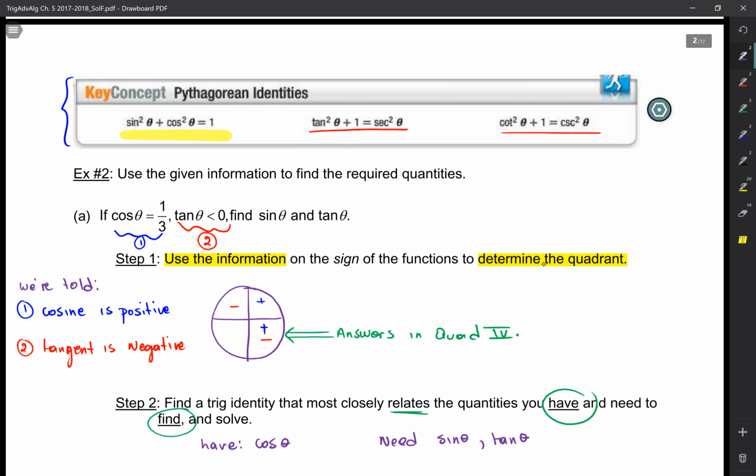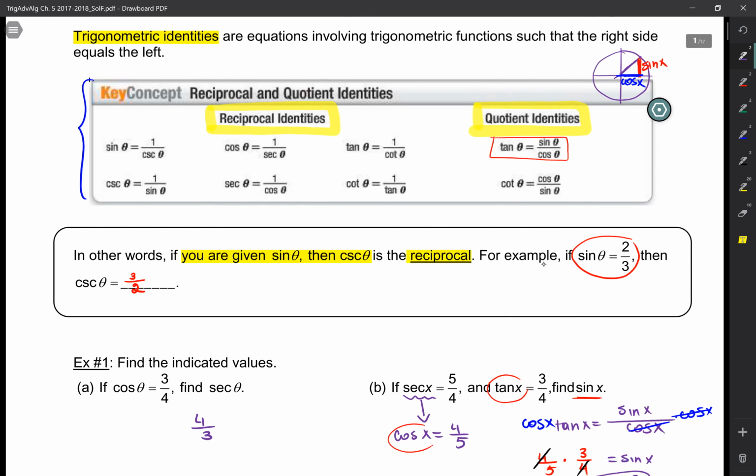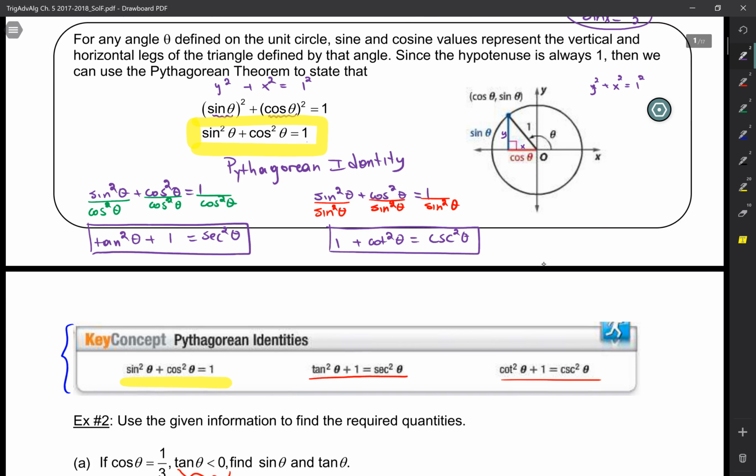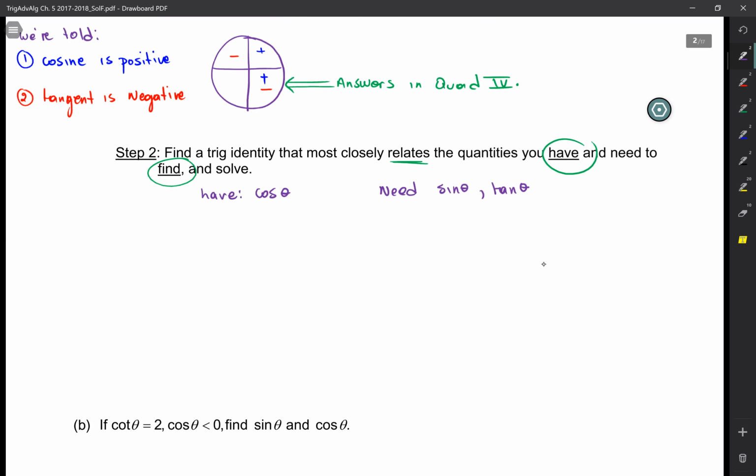Sam, any ideas? Oh, yeah, go ahead. So will the answer always be in the quadrant that has the positive and the negative answer? Yeah, it's the one where there are two of them, whether it's positive, positive, or negative, negative. Okay, so which one of these identities here, either here or here, relate cosine to one of the other ones? First one, right? So we're going to use this one. Sine squared theta plus cosine squared theta equals 1.